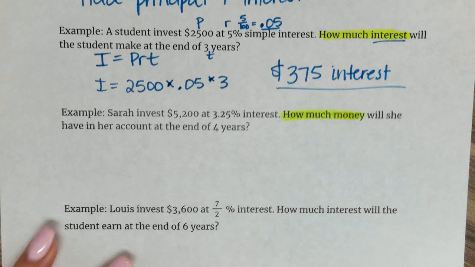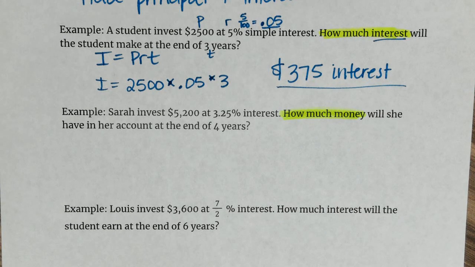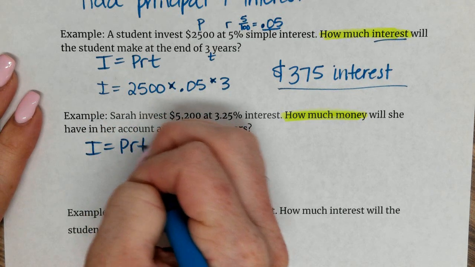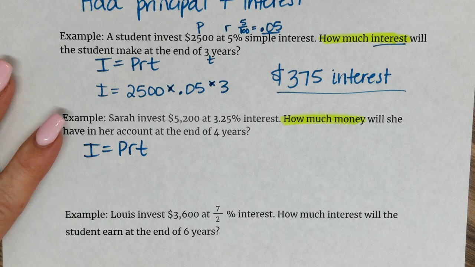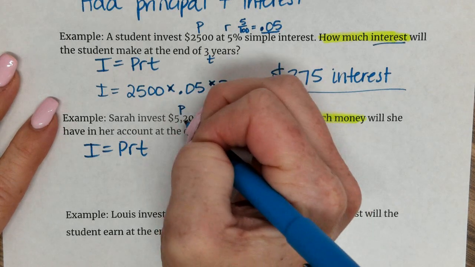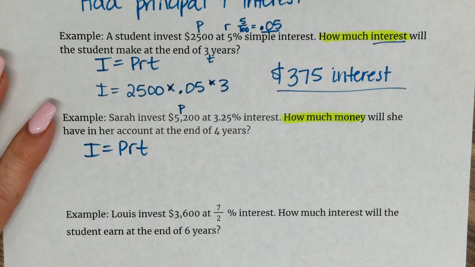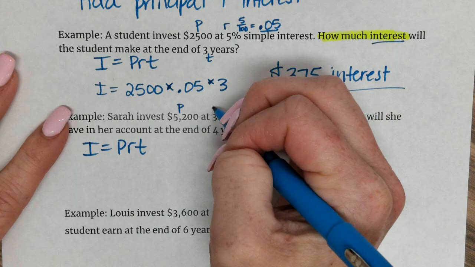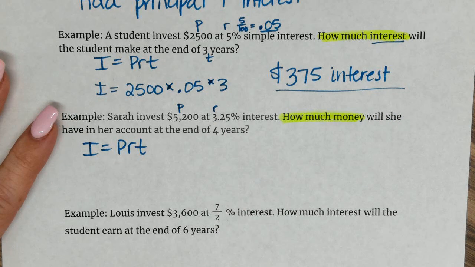How much money? That's talking about the total amount in her account, not the fee. So we're still going to use the same formula. I equals PRT. So here's my P. My starting amount is 5,200. I don't see everybody writing with me. Here's my R, but I need to change it to a decimal.